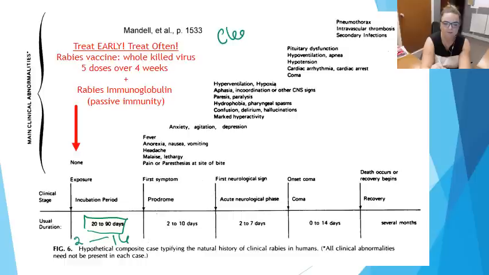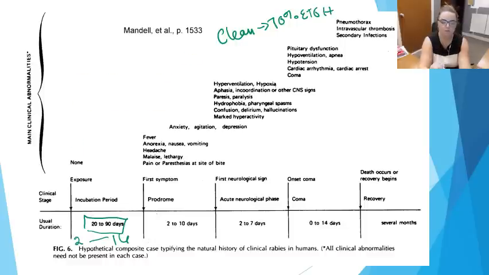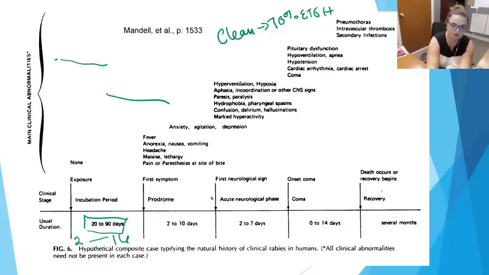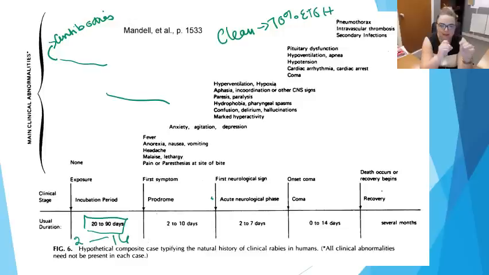So we're going to clean it with 70% ethanol. It's going to be really good at cleaning out whatever else might have been in that animal's mouth as well. Then you're going to treat with both a vaccine and immunoglobulin. Now, listen to me very carefully. The vaccine is whole-killed rabies virus. So that is giving you active immunization, right? From the vaccine, we're going to make our own antibodies. That's going to take time, right? Okay. In the meantime, we're going to do passive immunization, all right?